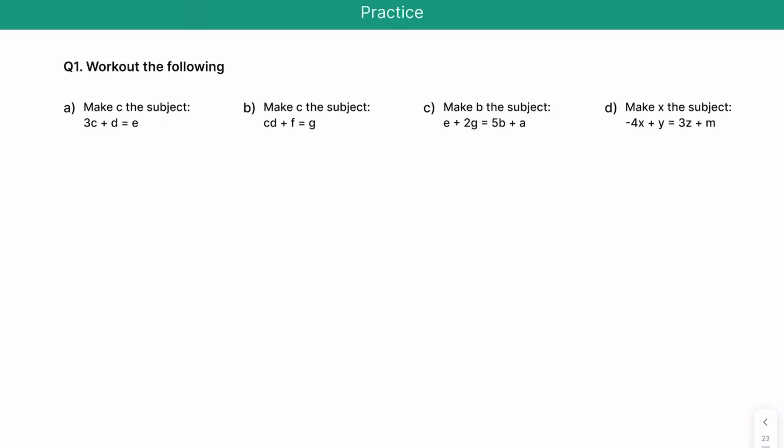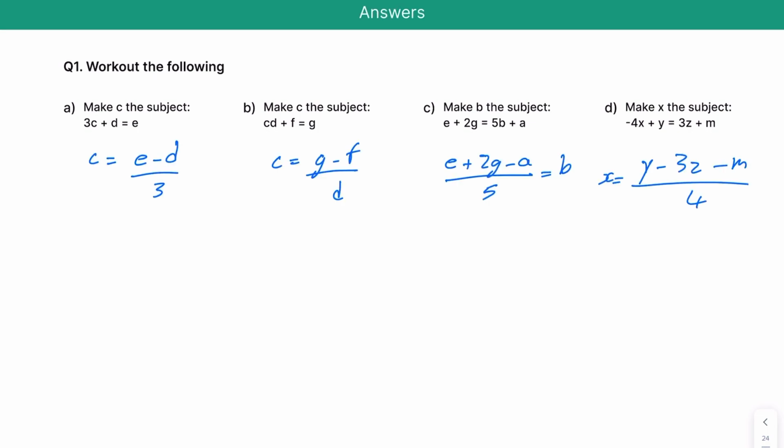So again, here's some practice questions for you to have a go at. Press pause and have a go. Here are the answers, mark your work.